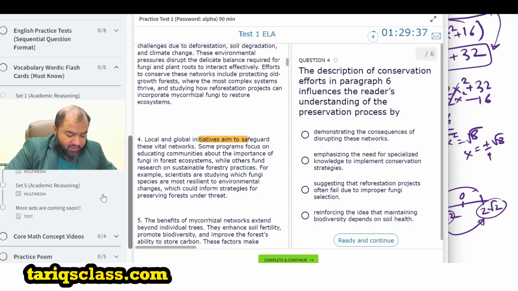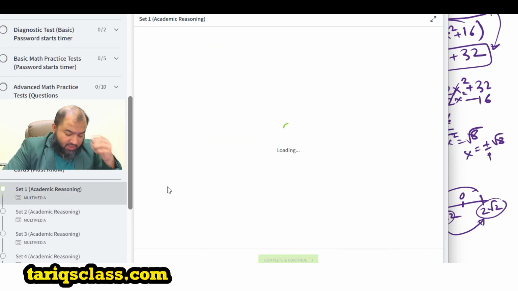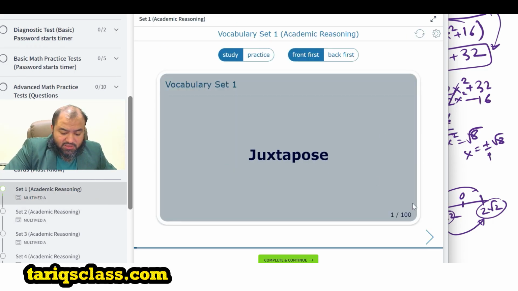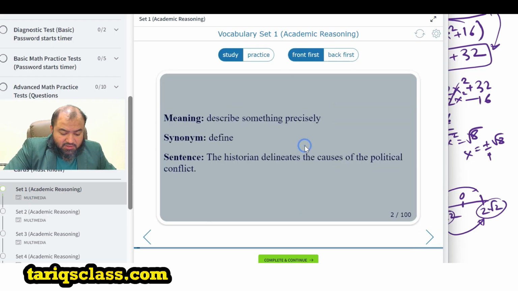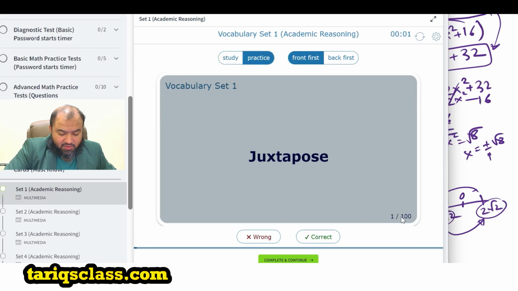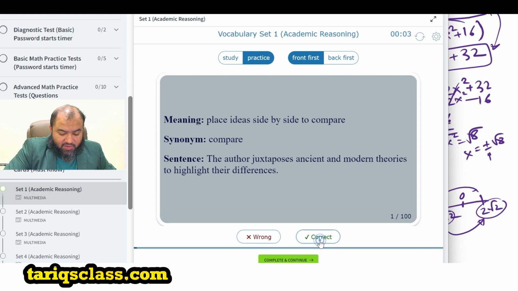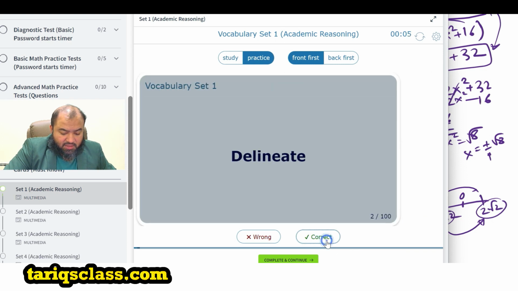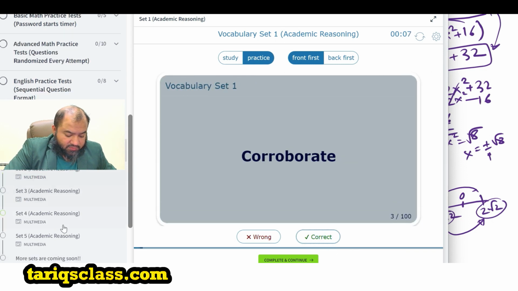So we have the vocabulary flashcards. So 5 sets are already here. Many more questions are coming in, inshallah. So delineate, what does it mean? It means defining something. And you can practice. There are 100 vocabulary words in each set. So you can start practicing, okay? And if you get it right, press correct. And then at the end, it will show you the answers.